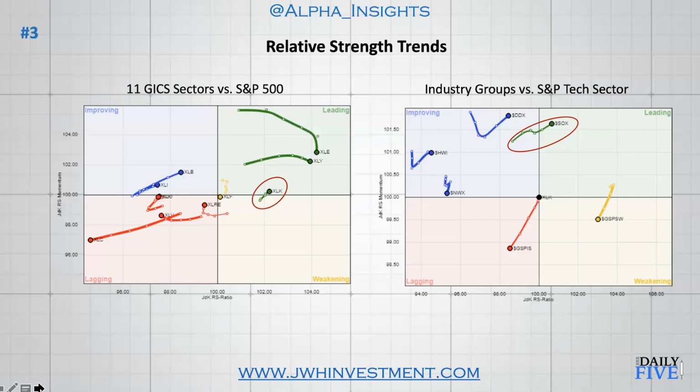But the thing I like about tech is that it is emerging leadership. It's not that far behind energy and discretionary in terms of its relative strength, but its momentum is accelerating to the upside, and it's actually rotating back into the leading quadrant from the weakening quadrant, which gives us a lot of confidence that we're earlier in that leadership trend. So if we take a look at technology specifically on the right-hand side of the screen, we're going to look at the various industry groups that actually make up the tech sector.